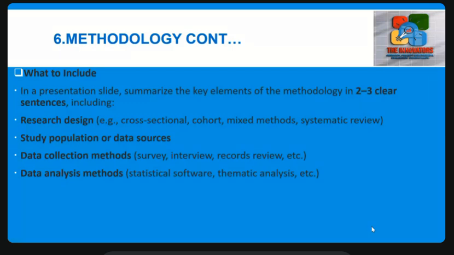Data collection method, like survey, interview, recordings, or secondary data review. The data analysis method, including the statistical software, whether it's Stata, Epi Info, Excel, or R, whether it's Python, and the type of analysis used, whether it's thematic analysis or grounded theory analysis, depending on the design or the format or the approach of the study used.